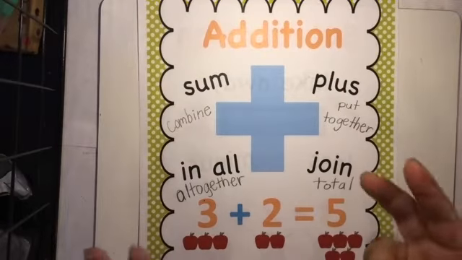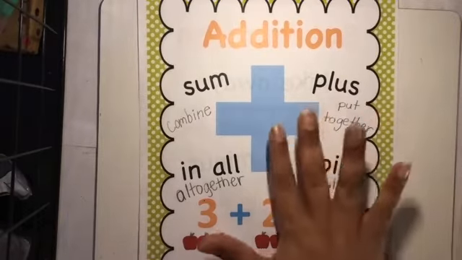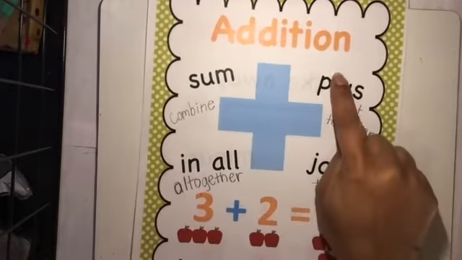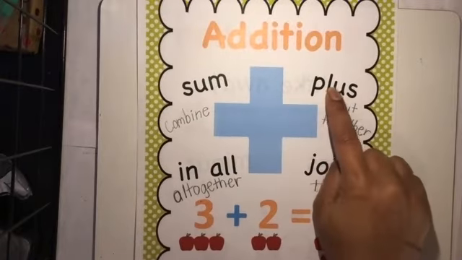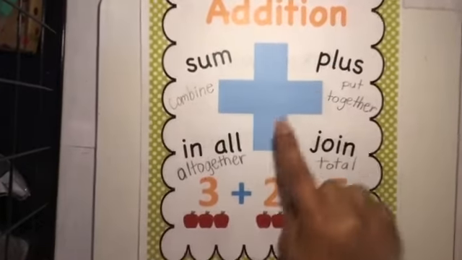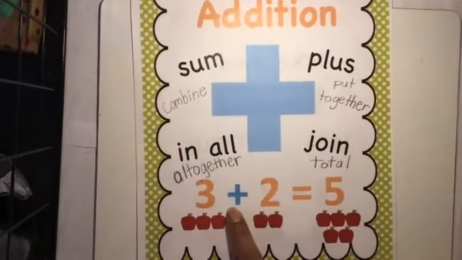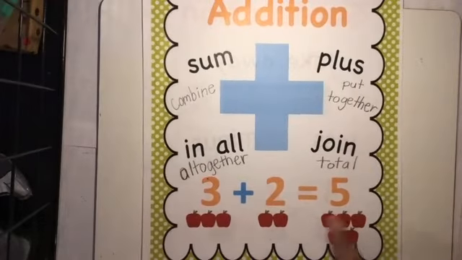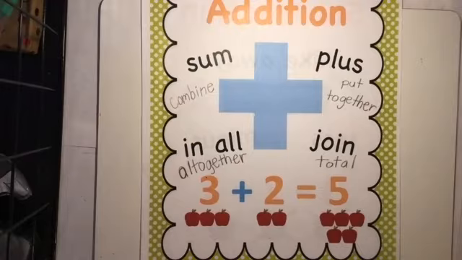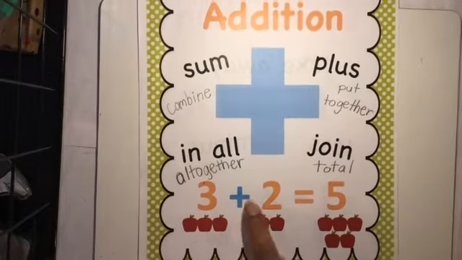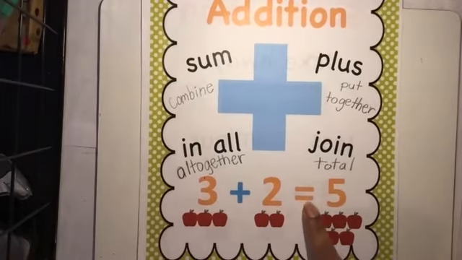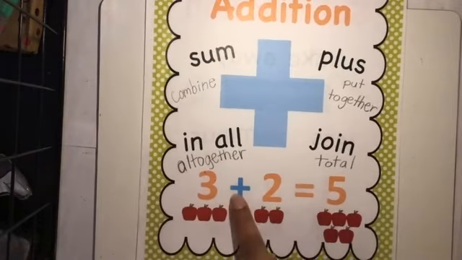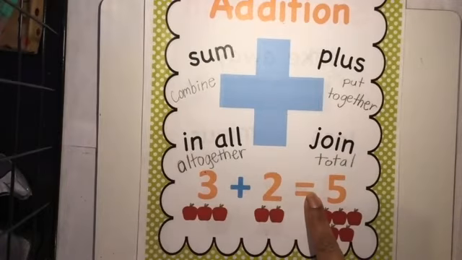When we add, we are using an addition sign. This is the addition sign. It is called the plus sign. The plus sign looks just like this, and it goes in the middle of the two parts. So over here, I have a number sentence. The number sentence says 3 plus 2 equals 5. That's how we would read it. 3 plus 2 equals 5.